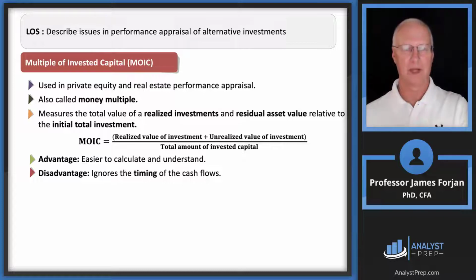Just forget about everything else on the slide. Just look at the ratio there. So let's look at the numerator: the realized value of the investment and the unrealized value of the investment. Forget about the tax implications of these things just for now, and divide that by the total amount of invested capital. That gives us a multiple of invested capital ratio. This is primarily used in the private equity market and for real estate performance appraisal. Sometimes it's called a money multiple. It's super easy to understand. That's why I went to the ratio first.